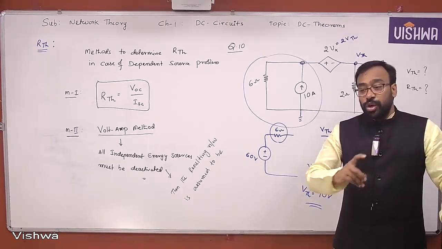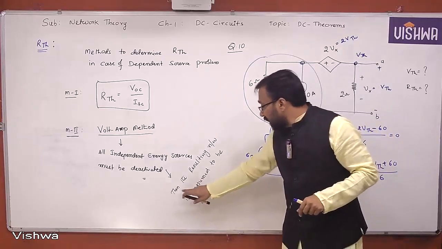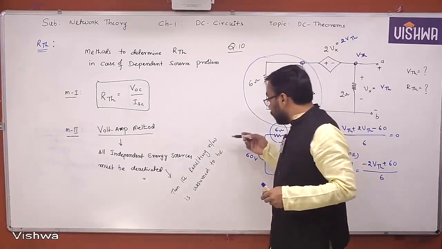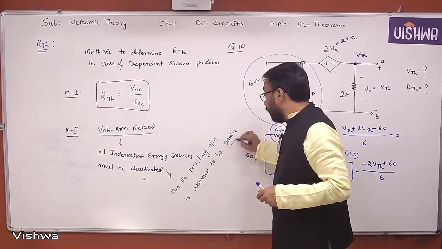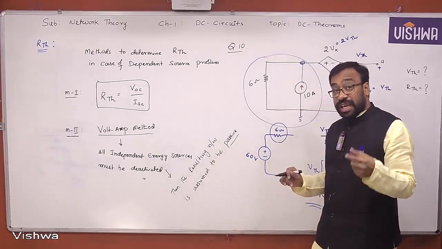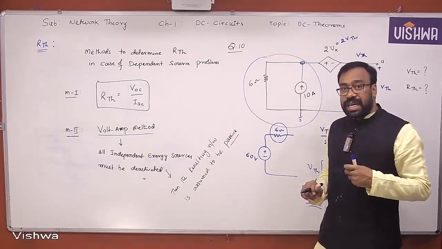But to proceed further, what is the assumption that we are making here? We are assuming that the resulting network is passive. That's it. This is an assumption only to proceed further. But we decide later after finding the value of RTH. Looking at the RTH value, we can say whether it is passive or active. I will let you know in due course of time. Understand all of you?